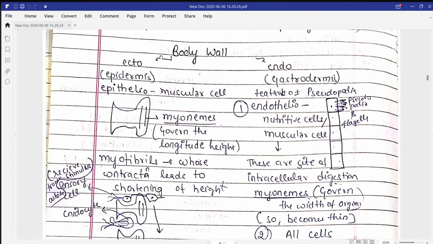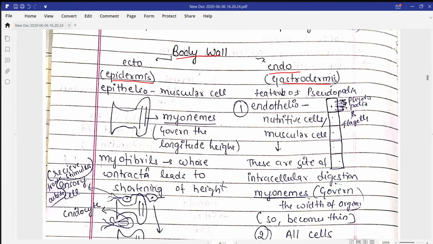So today we are talking about the body wall. As I told you, they are diploblastic organisms, meaning they contain two layers. First is the epidermis and second is the endodermis. We also call the endodermis the gastrodermis.